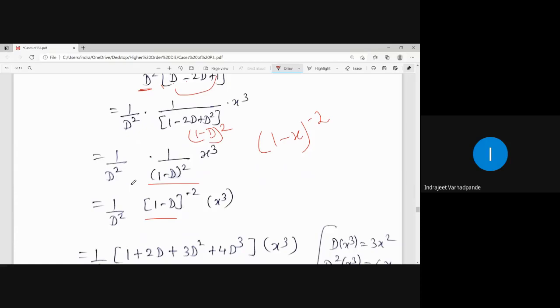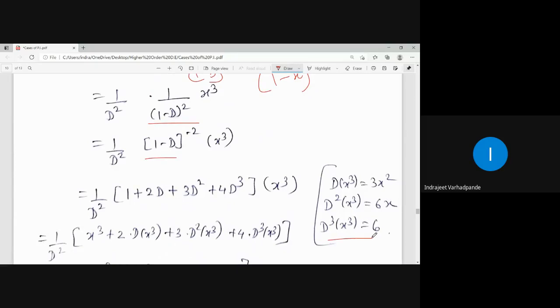So this is 1 upon d square. Now till what term will I expand? I will expand only till the term of d cube. Why? Because d to the power 4 onwards, all the derivatives are going to be 0.